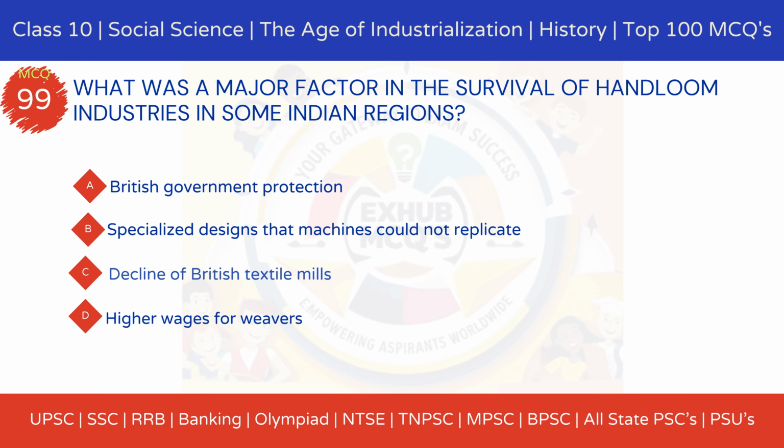What was a major factor in the survival of handloom industries in some Indian regions? Option A. British government protection. Option B. Specialized designs that machines could not replicate. Option C. Decline of British textile mills. Option D. Higher wages for weavers.